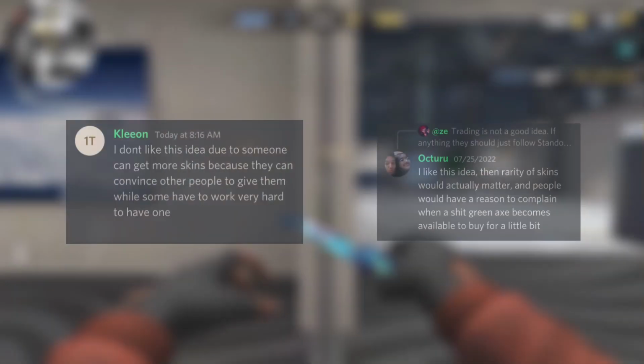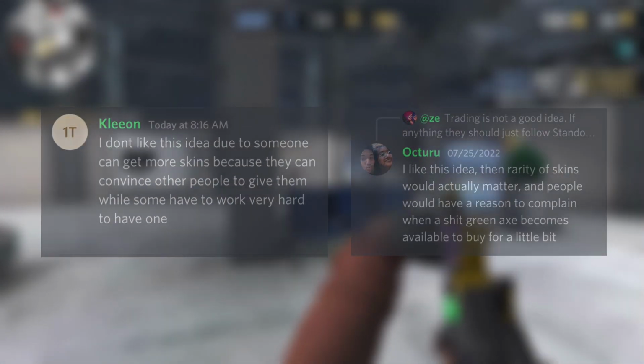There were people who agreed or disagreed on that. What do you guys think? Should trading be allowed or not? Or should there be similar ways of trading?